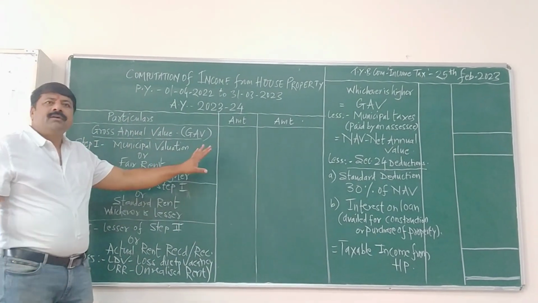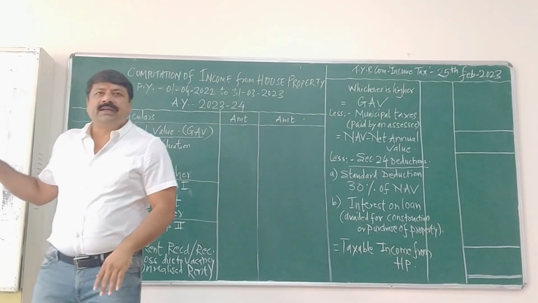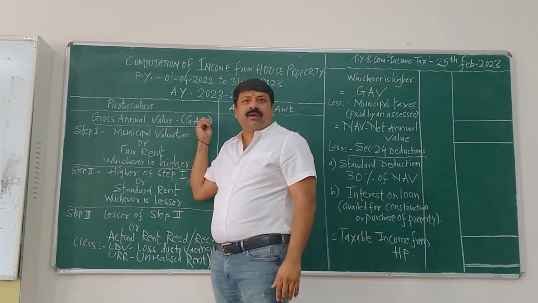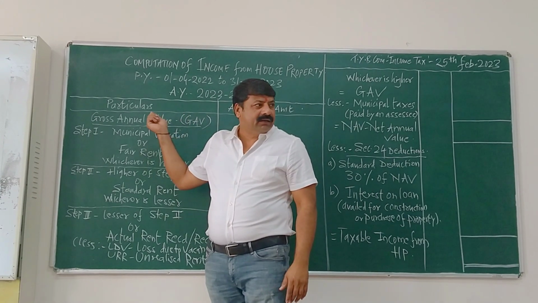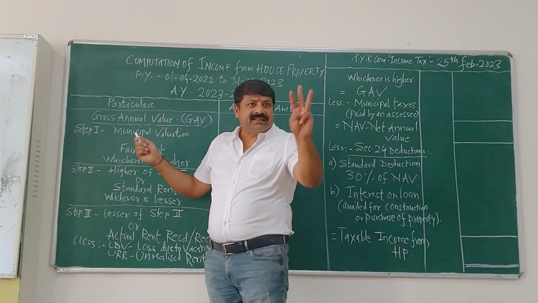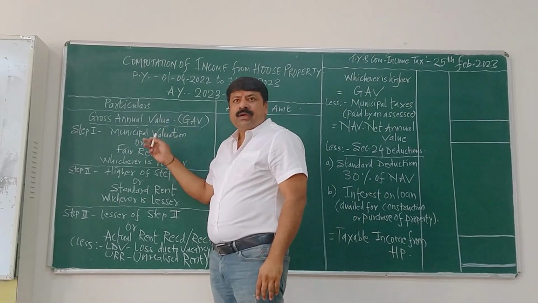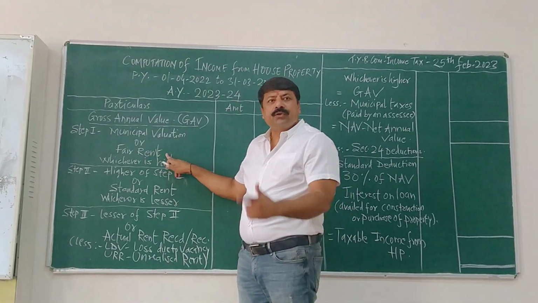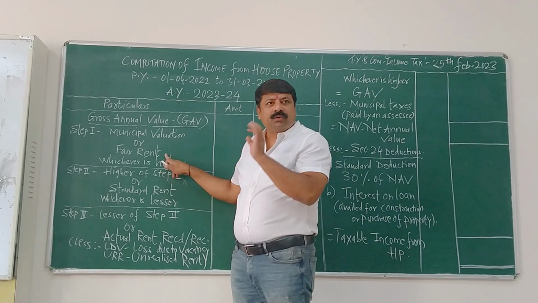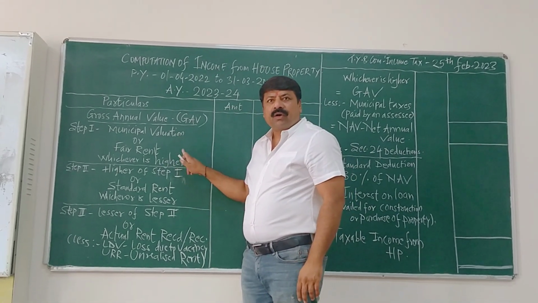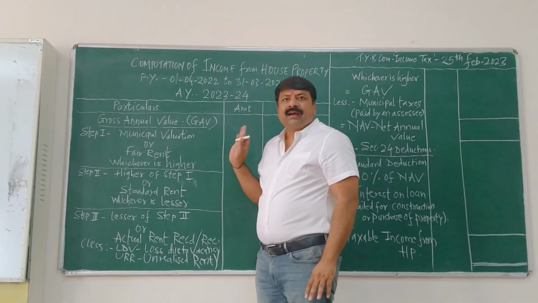This is the format for solving problems on income from house property. First, you have to calculate gross annual value. How will we calculate GAV? Three very simple steps are there. Step 1: municipal valuation or fair rent. It will be given in the problem. You just write down the value in the inner column. Municipal value or fair rent, whichever is higher.